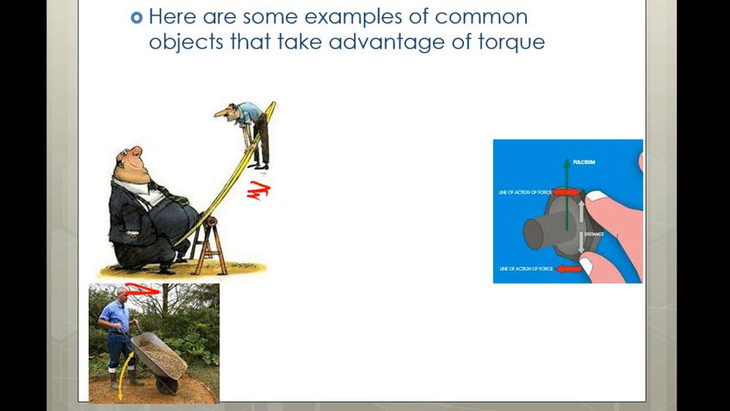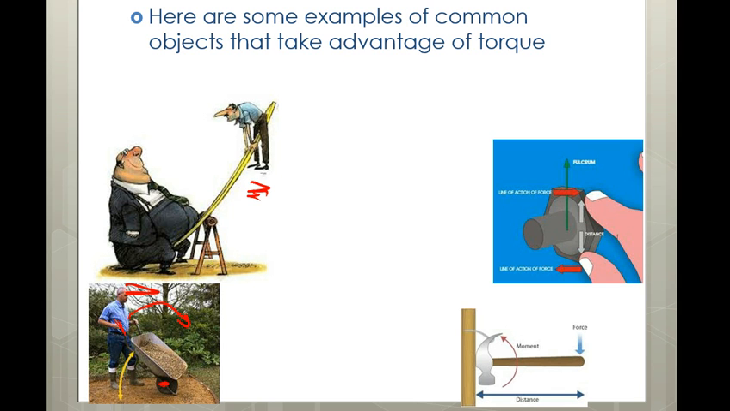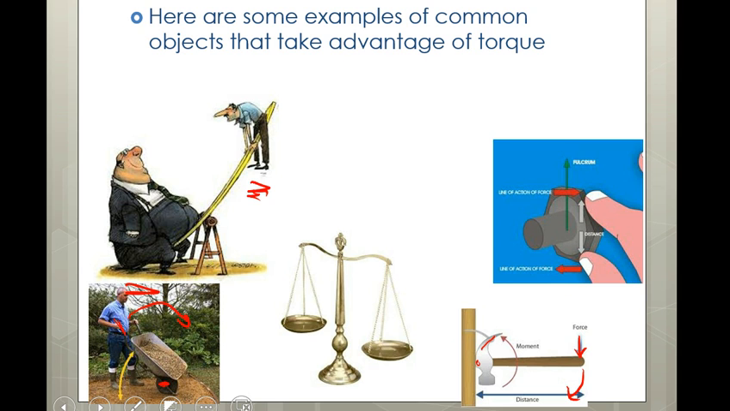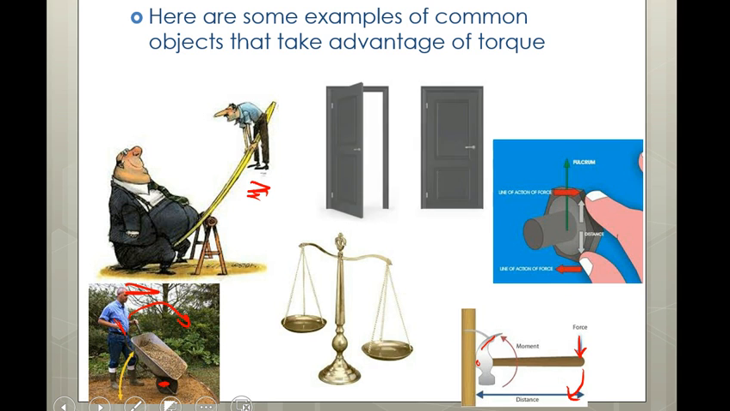Wheelbarrows operate in the same way. The pivot point is the wheel of the wheelbarrow, and you can lift using the handles right here, causing a force to go that way and tip the wheelbarrow. Hammers, another obvious example. The pivot point is right here, and we can use these prongs on the hammer, if I create a force here, to rotate the hammer this way and take the nail with it. Scales, another really easy example. And then finally, one we're all familiar with, doors. Doors operate on hinges, and those hinges right here allow us to apply a force and open the door.